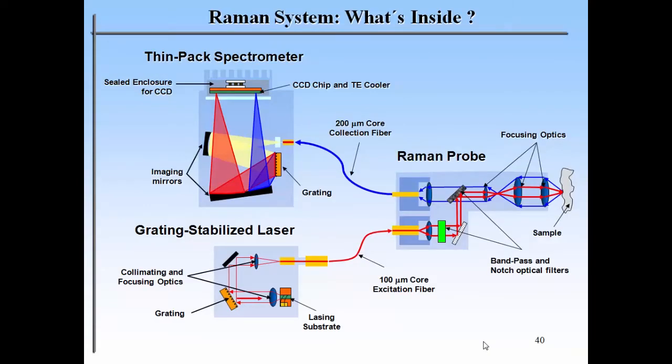The backscattered radiation is brought back with a light fiber to the spectrometer. Here you have a grating, and here you have a charge-coupled device chip, which is thermoelectrically cooled. So you do not need liquid nitrogen or something. For a handheld instrument, that is impossible. So everything is packed into this little instrument. You will see it in the next.